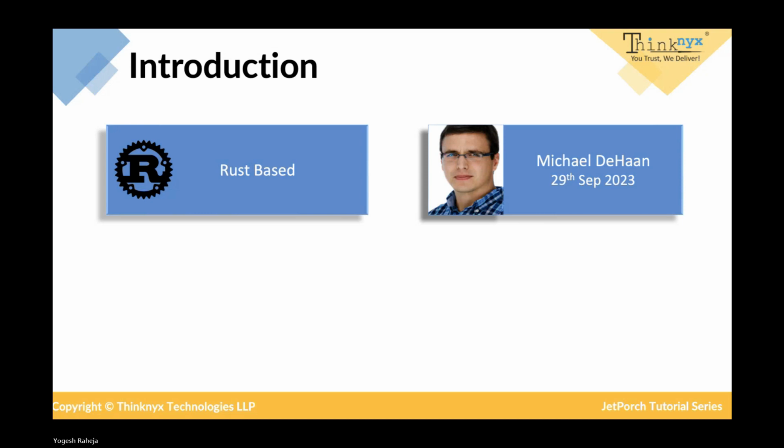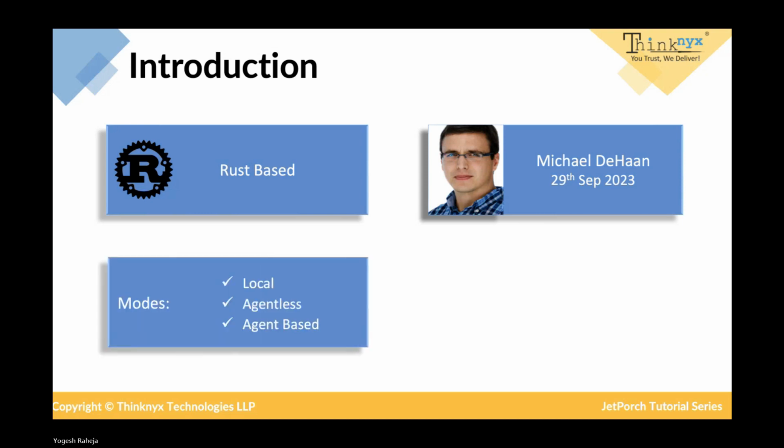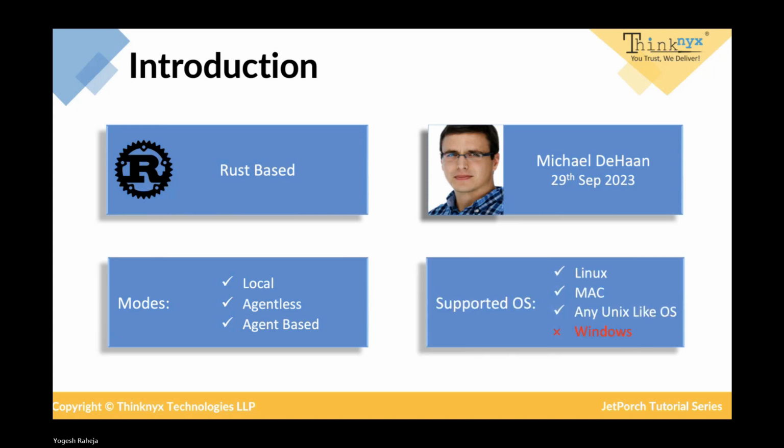Jet comes with three deployment models: local, agentless, which is SSH based, and agent based mode. The work is in progress for agent based mode as of today, which is 13th December 2023, at the time of recording of this video. Jet supports Linux, Mac, and any Unix like operating systems. Unfortunately, there is no room for Windows this time.